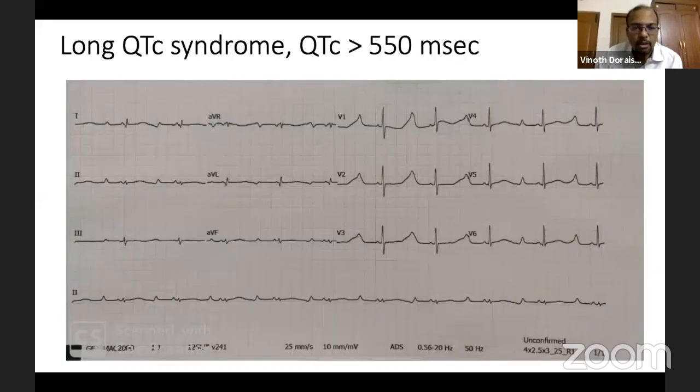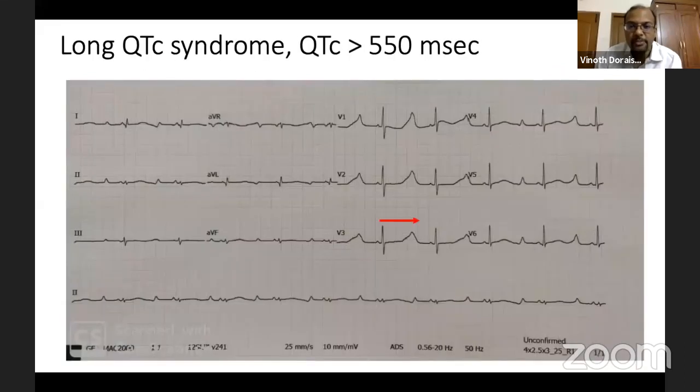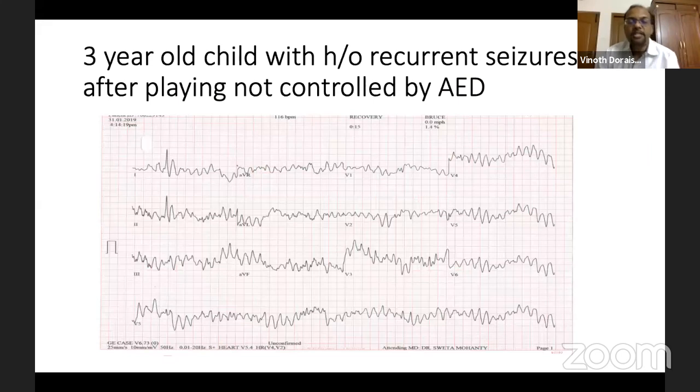This is another patient with a long QT syndrome. Here the QTc was found to be more than 550 milliseconds. The problem with these patients is they are at high risk for ventricular tachycardias and sudden cardiac death.